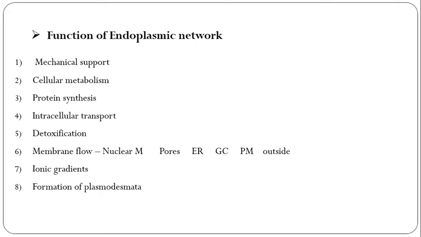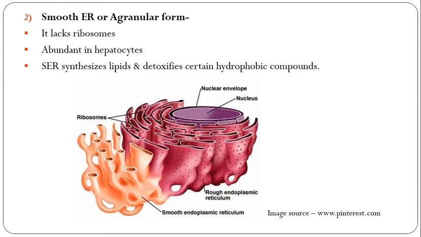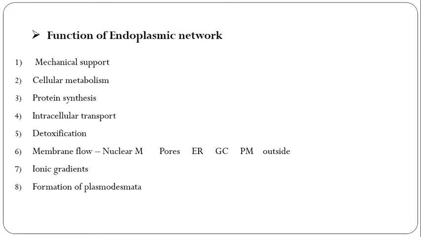Then the sixth one is the membrane flow. Got it? Membrane flow: nuclear membrane, then nuclear pore, then endoplasmic reticulum, then Golgi complex, then plasma membrane and outside. See once again this diagram: nuclear membrane, then endoplasmic reticulum, then Golgi complex, then plasma membrane and outside the cell is a membrane flow.